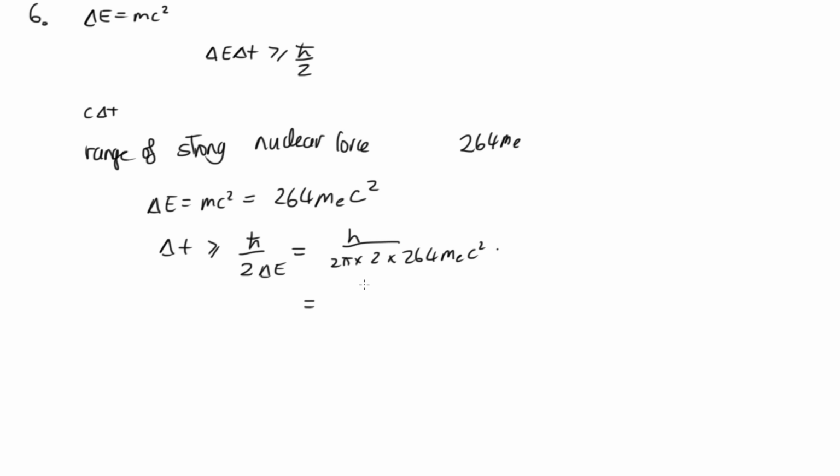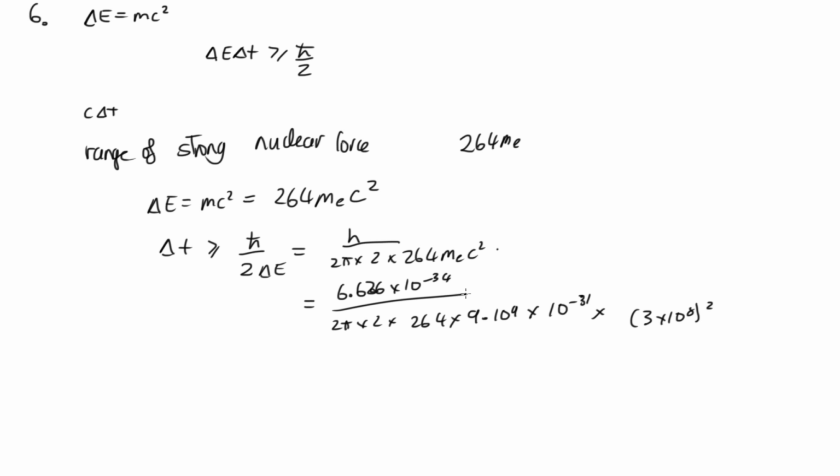So now we can just substitute in our numbers. We've got 6.626 times 10 to the minus 34 over 2 pi times 2 times 264 times the mass of the electron, which is 9.109 times 10 to the minus 31 times c squared, which is 3 times 10 to the 8 squared. So we can solve this on the calculator and we get that these virtual particles can be created for 2.436 times 10 to the minus 24 seconds without violating our uncertainty principle.